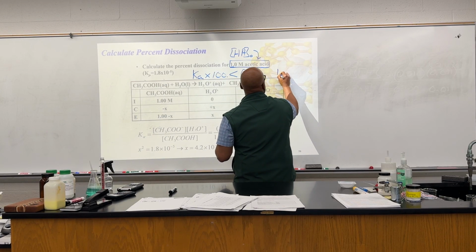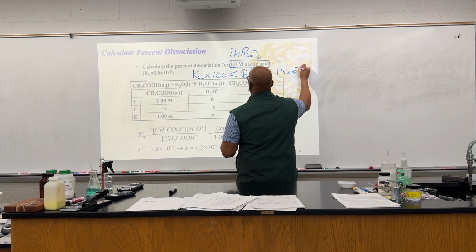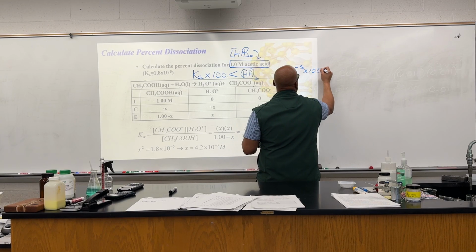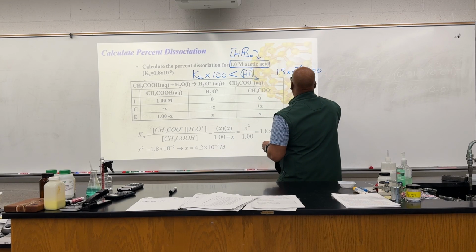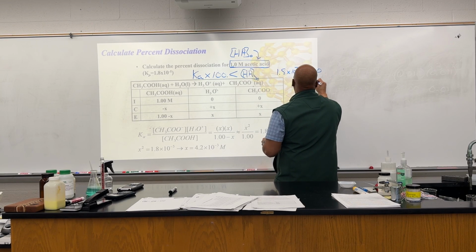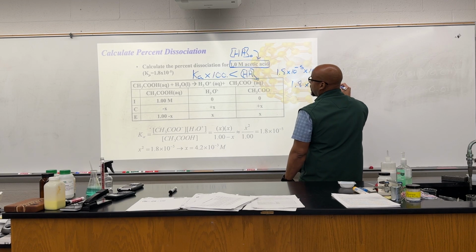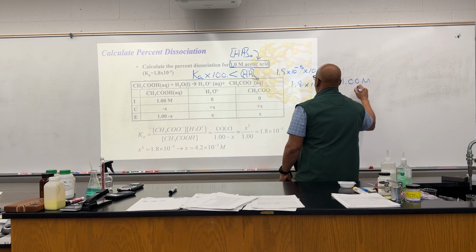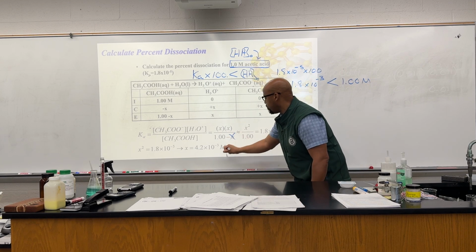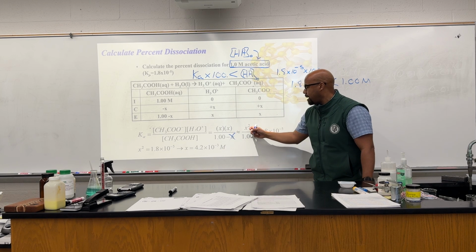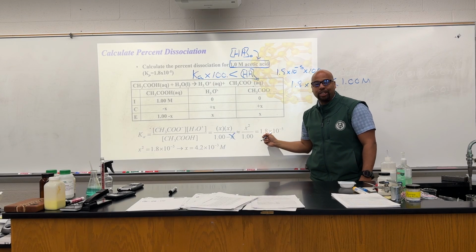Even if I went in here and calculated it, I could say, hey, 1.8 times 10 to the negative 5th times 100. Well, that's going to just cause this thing to go to 1.8 times 10 to the negative 3rd. Well, clearly, that is smaller than the original concentration of 1.00 molar. It passes. I get to remove that minus x sitting there. I don't have to go through the quadratic equation anymore.